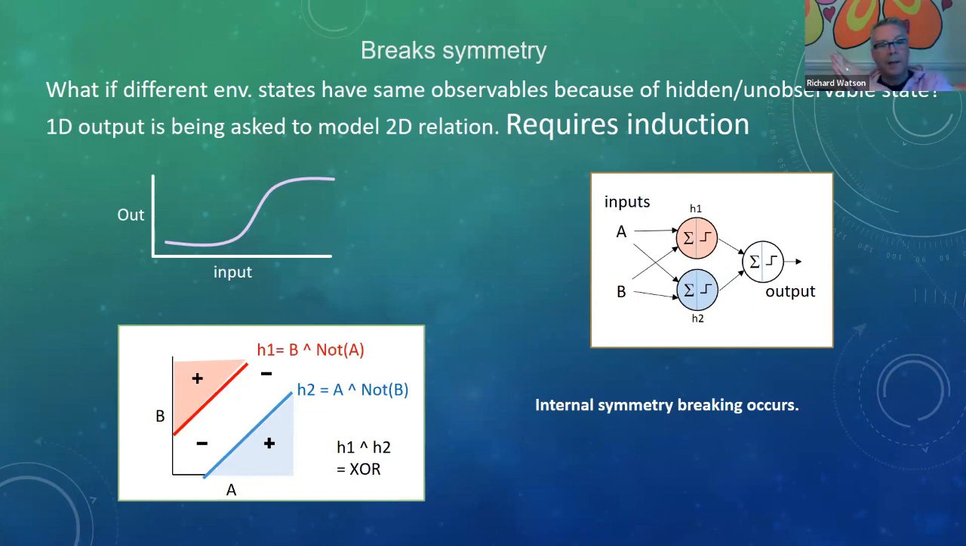Notice that those two decision boundaries, represented by H1 and H2, are the mirror of each other. One of them is B and not A, and the other one is A and not B. There's another way to solve it, which is not A and B, or not A and not B, the two decision boundaries that go this way instead of that way. But whatever decision boundaries you have, they will be the mirror of each other. They have to be the mirror of each other in order to represent this non-linearly separable function. And as they mirror each other, they are doing a symmetry breaking in the internal organization of the network. H1 is becoming the complement of H2.